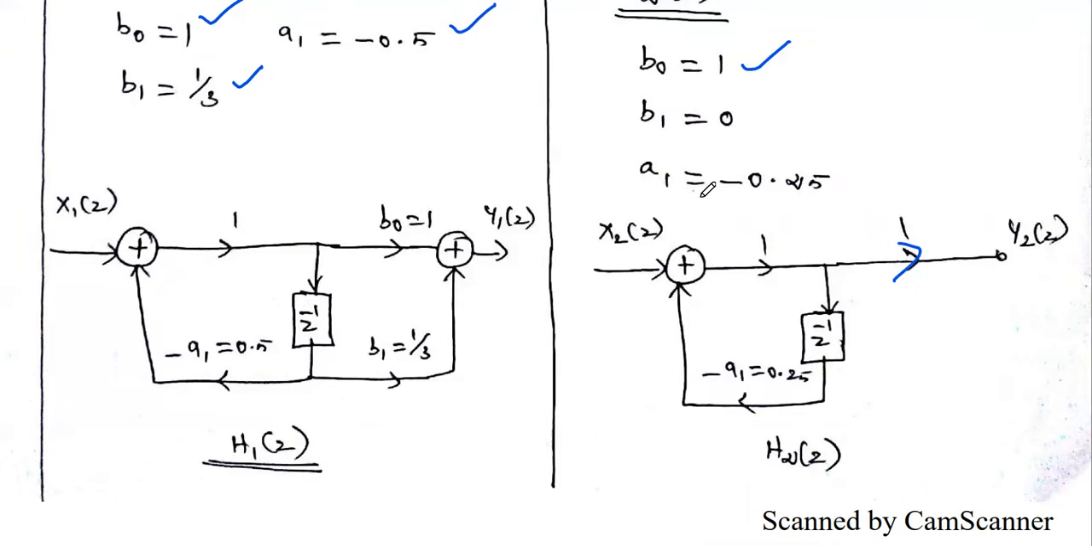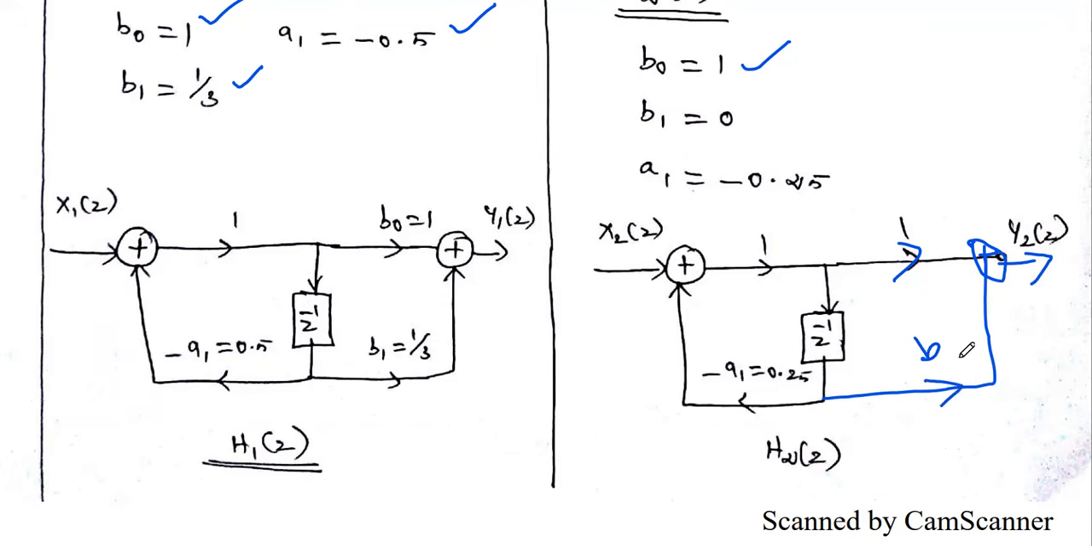Then the A1 value is minus 0.25. So here you see this 0.25, minus A1. So minus of minus 0.25, it's plus 0.25. So this is the realization of H2 of Z. That is in a standard diagram. So here one branch will come and here one adder will come. This is the standard diagram of a first order direct form 2 diagram.